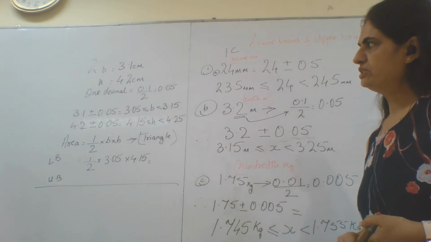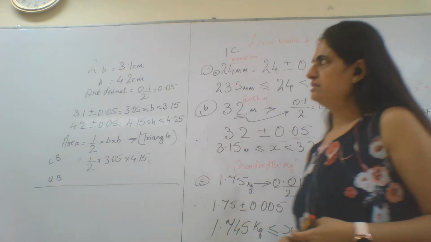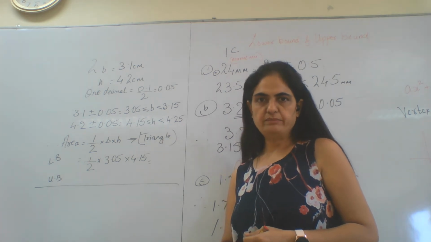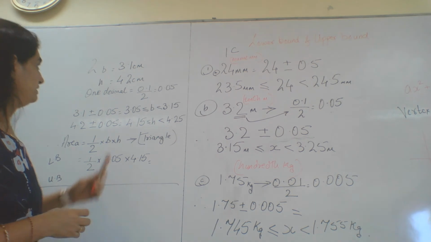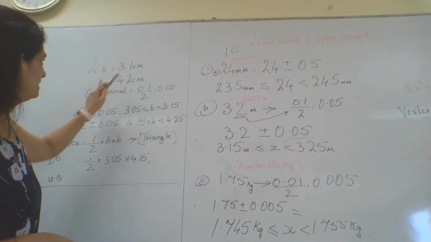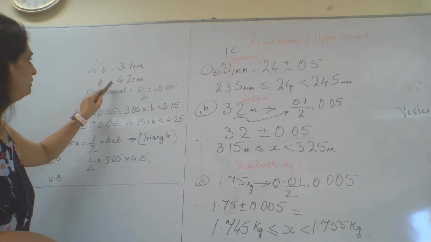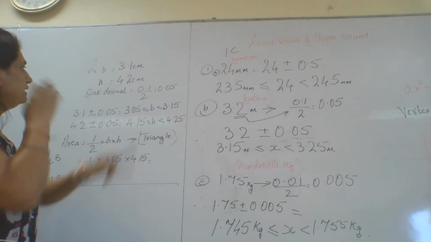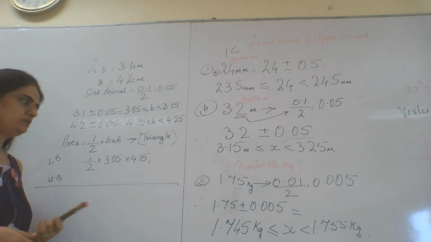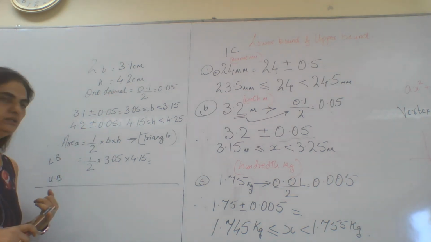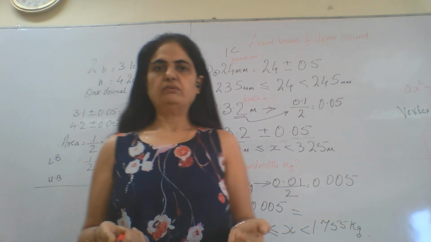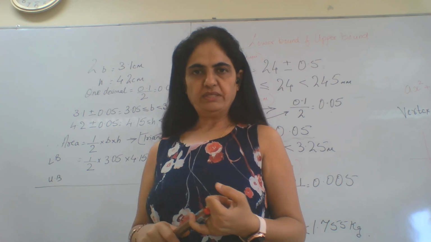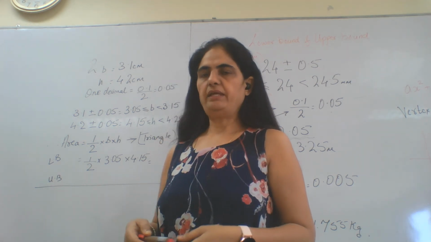In the second question, they have given us a triangle. They have given us the base of the triangle and the height of the triangle. The base is 3.1 centimeter, the height is 4.2 centimeter. Now we need to find out the area in the lower bound as well as the upper bound. So first we find the lower bound and the upper bound of the measurements, and then we find the areas.